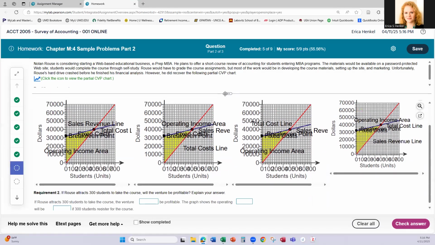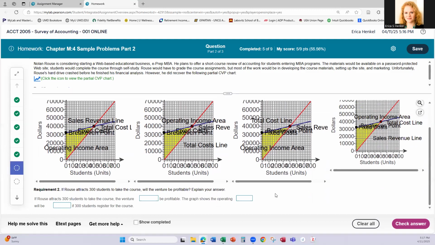It would be nice if they made that readable in that problem. Okay. But we got there. All right. So if Rouse attracts 300 students to take the course, will the venture be profitable?